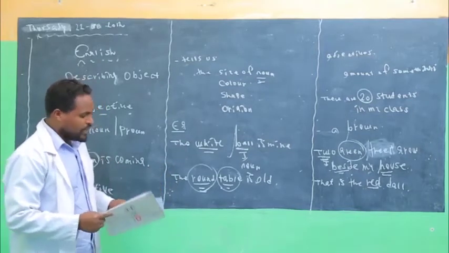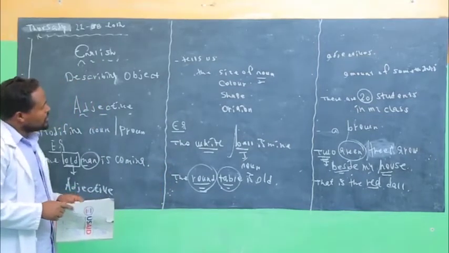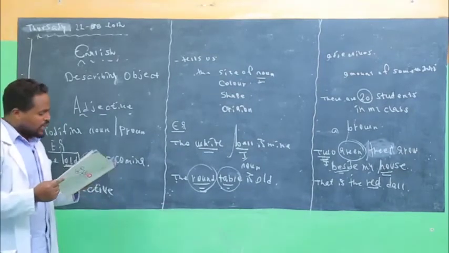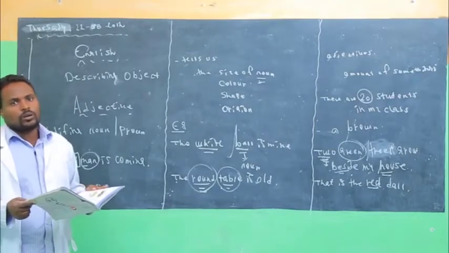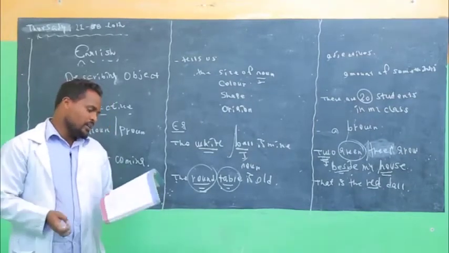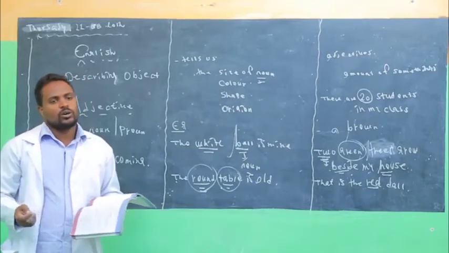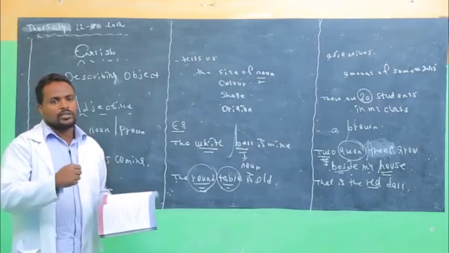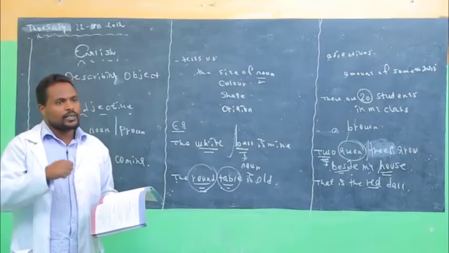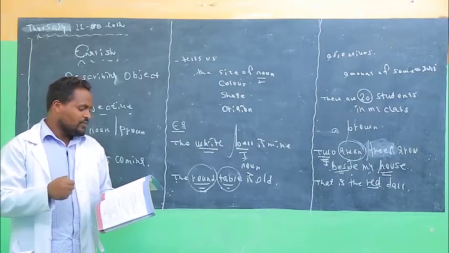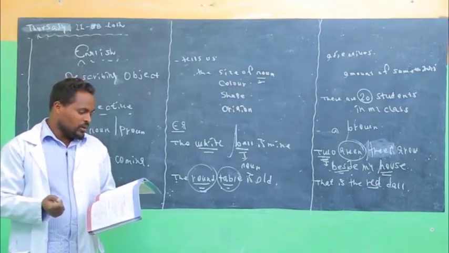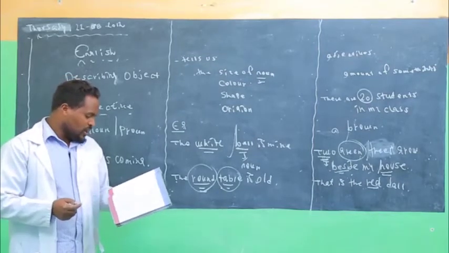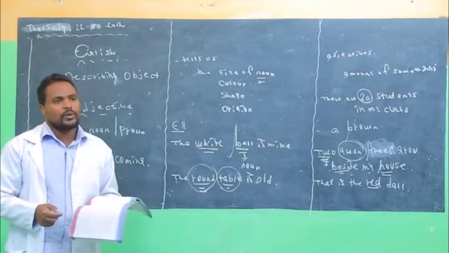So we describe nouns or different objects using adjectives. In your house, there are so many objects. You can use adjectives to describe what they look like. You can describe the shape, the color, the size of the nouns in your house. Here is what is available in your book on page 60.